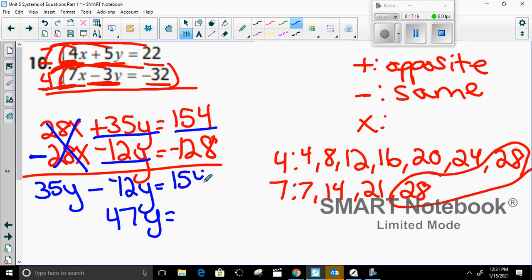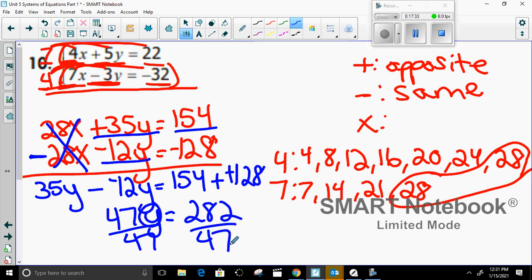154 minus negative 128. So really, isn't that just 154 plus 128? Because a double negative becomes a positive. So that gives me what, 282? If I divide both sides by 47 in order to get y by itself, what would 282 divided by 47 be? I'm getting 6. So remember, if you get one of your variables to equal something, it's got to be one solution.